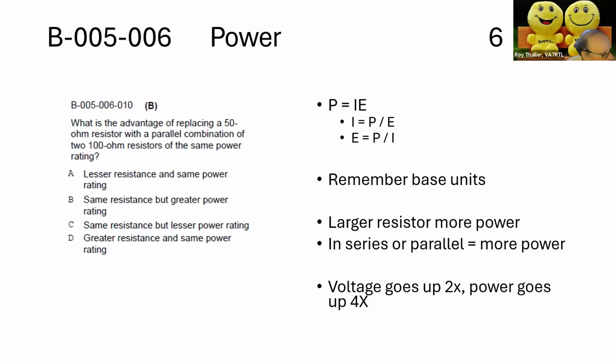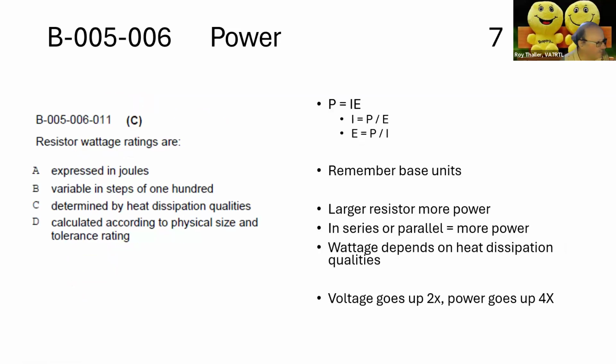What is the advantage of replacing a 50 ohm resistor with a parallel combination of 200 ohm resistors of the same power rating? So same resistance, but greater power rating. So B would be the correct answer. Resistor wattage ratings are determined by the heat dissipation qualities of the resistor. So C is the correct answer.